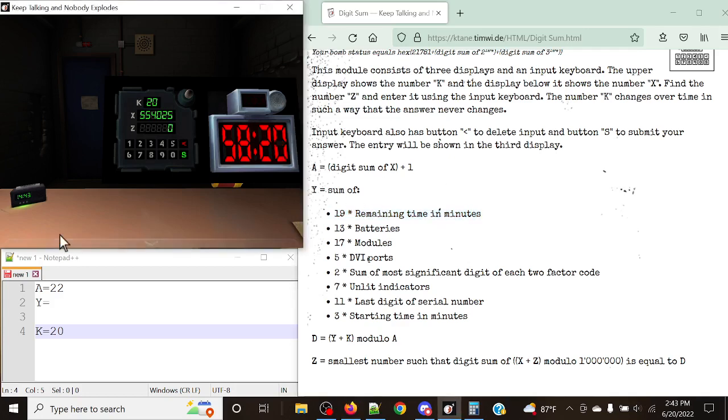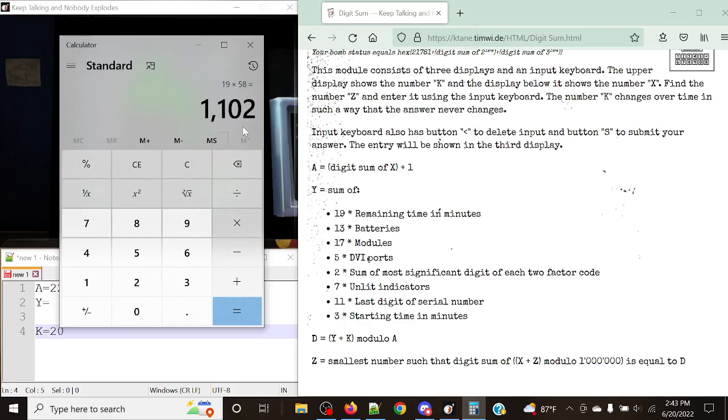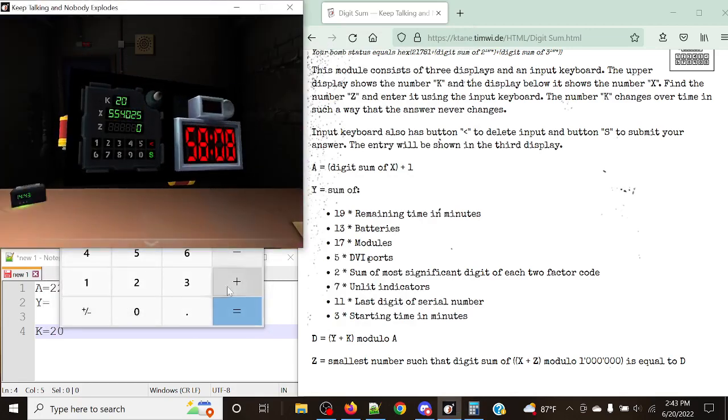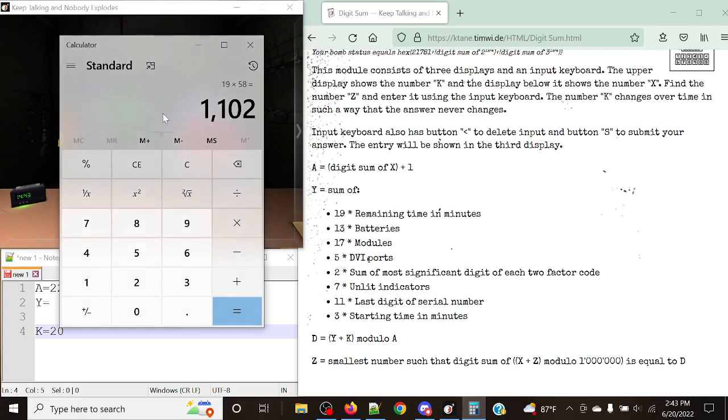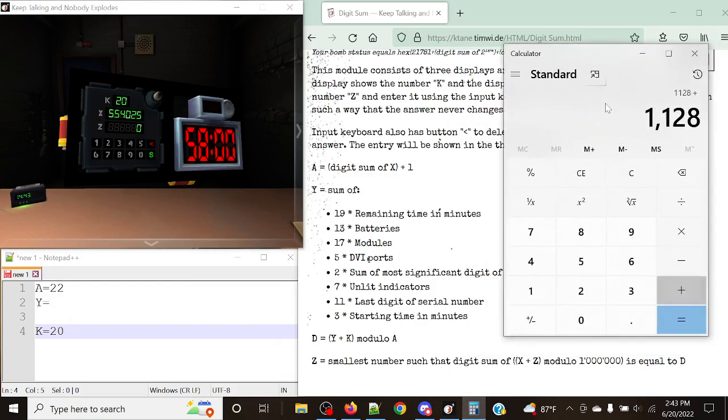So let's take a look. 19 times 58 is what we're going to be multiplying. Then 13 times the number of batteries. We have, in this case, 2 batteries, so that's just 26. I'm going to do that mentally. Plus 26. 17 times the number of modules on the bomb. Only have 1, plus 1. Excuse me, that's going to be plus 17, rather.